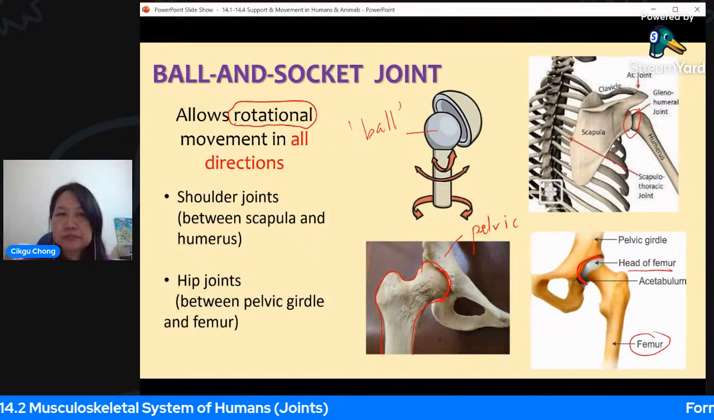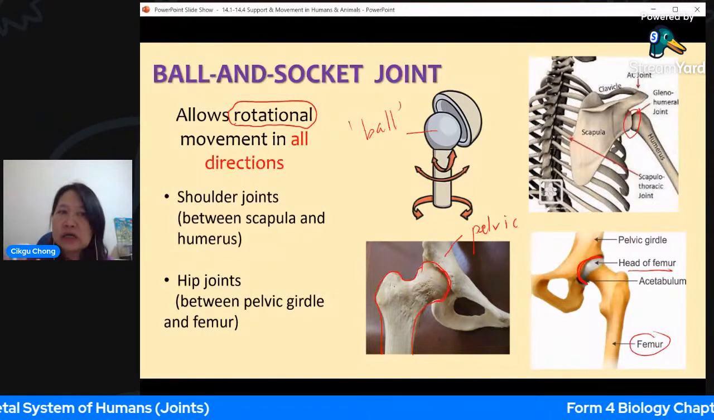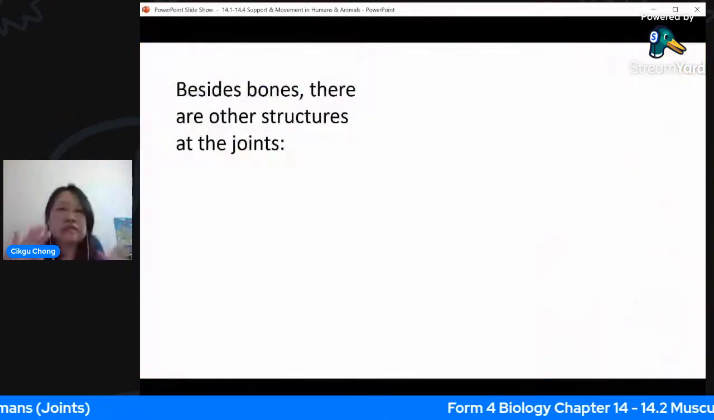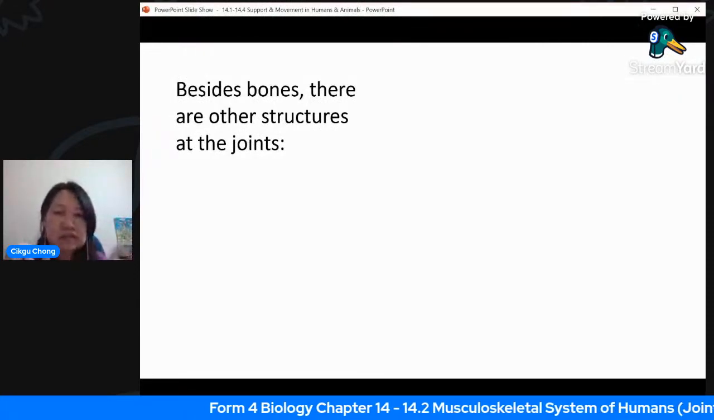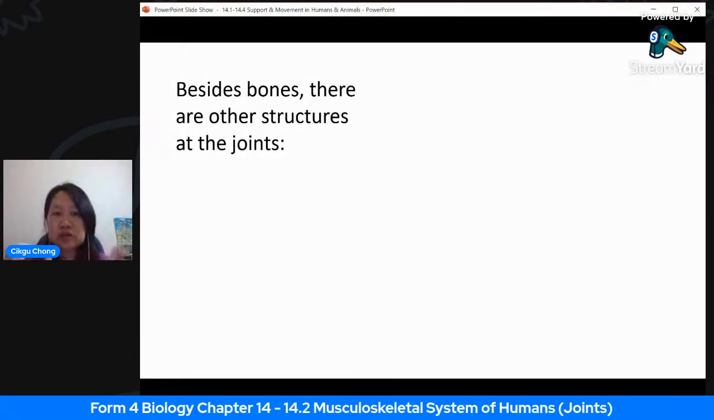Okay. So we are done with the bones. All right, we've seen the bones and the types of joints. So now at the joint, you will see other things. There are other structures at the joints, not only just the bone.